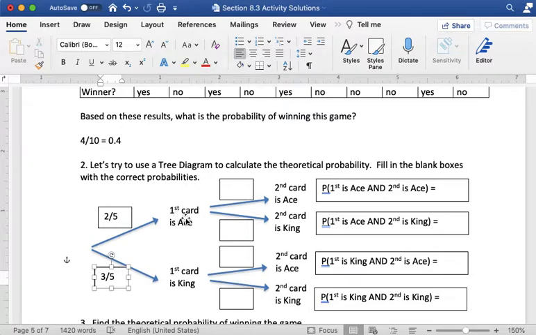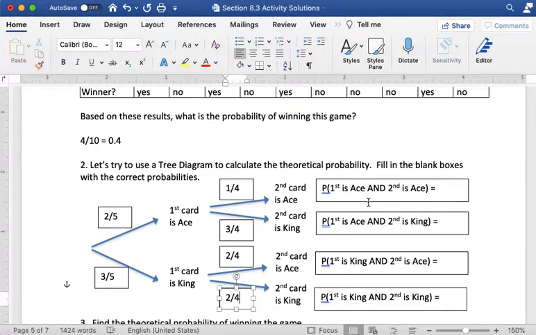So if my first card is an ace and then I remove that ace, what's left in my deck is 1 ace and 3 kings. So the probability of getting an ace on the second draw is going to be 1/4 because there's 1 ace out of 4 total cards. And then my probability of getting a king would be 3/4 because there are 3 kings left in the deck out of 4 total cards. If I remove a king on the first draw, then I have 2 of each left. So my probability of getting an ace on the second draw is 2/4, and my probability of getting a king on the second draw is also 2/4.